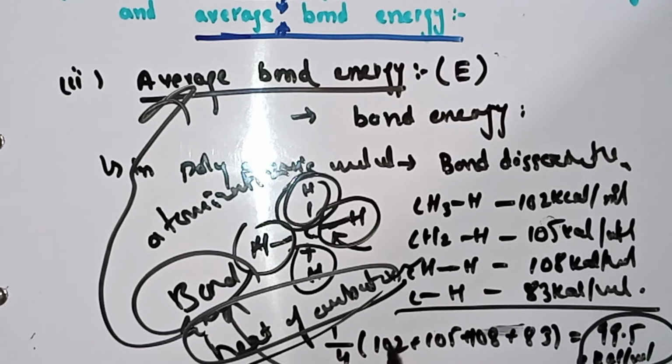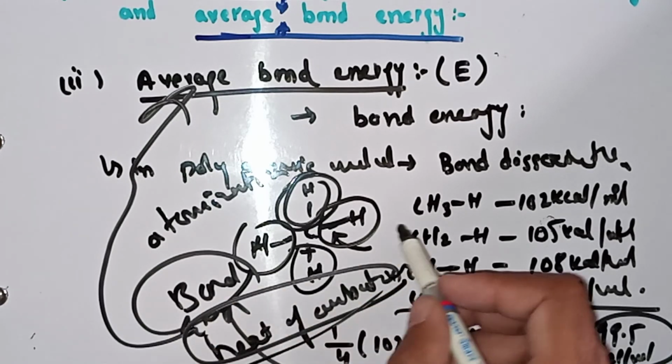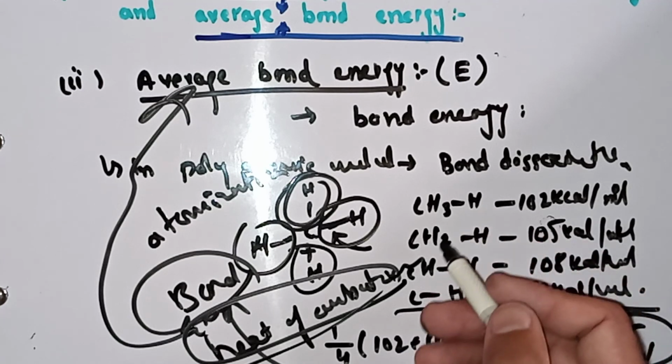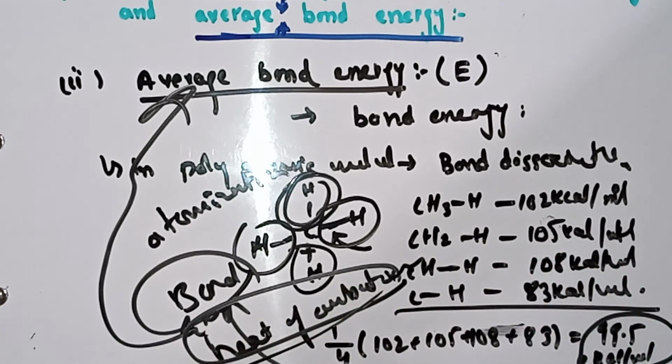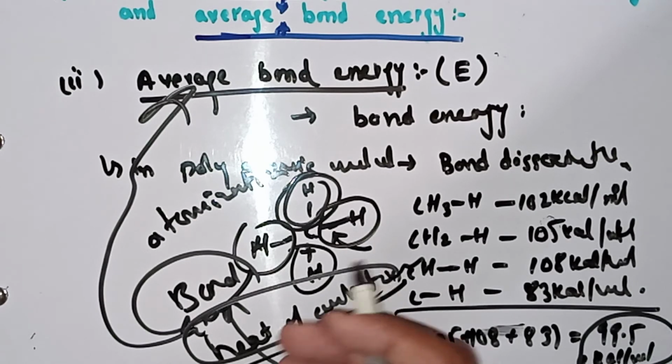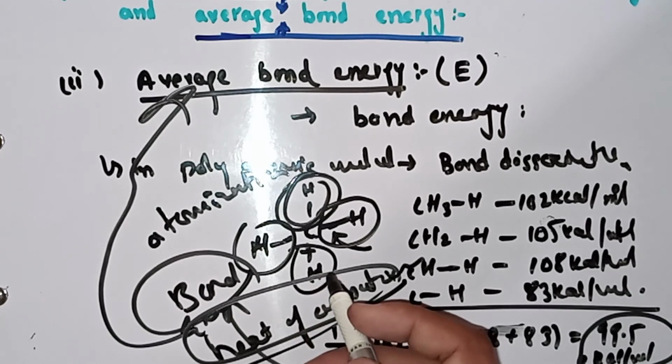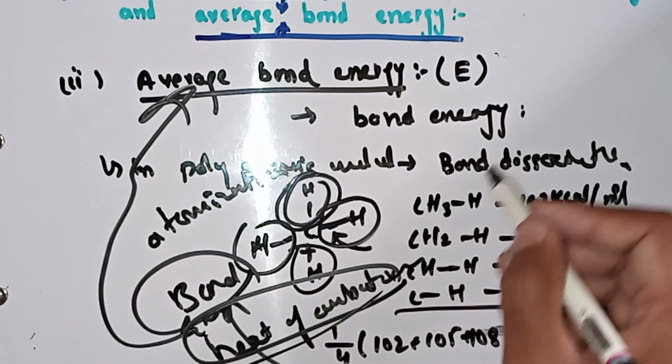Bond energy is a measure of bond strength. For different bonds, we can say that this bond is a strong bond and this bond is a weak bond, because we can assign strength to different bonds from the bond energy. Shorter bonds are stronger bonds because the dissociation energy will be high.